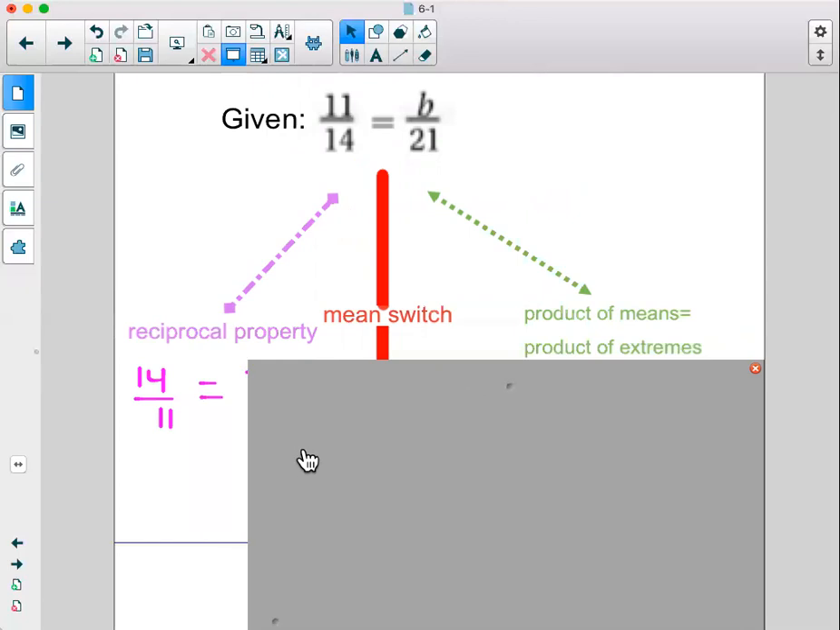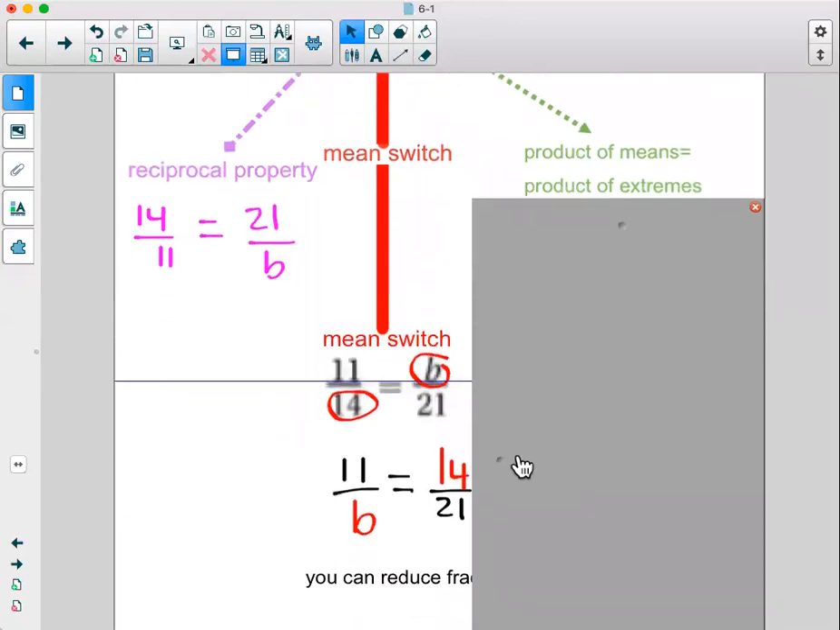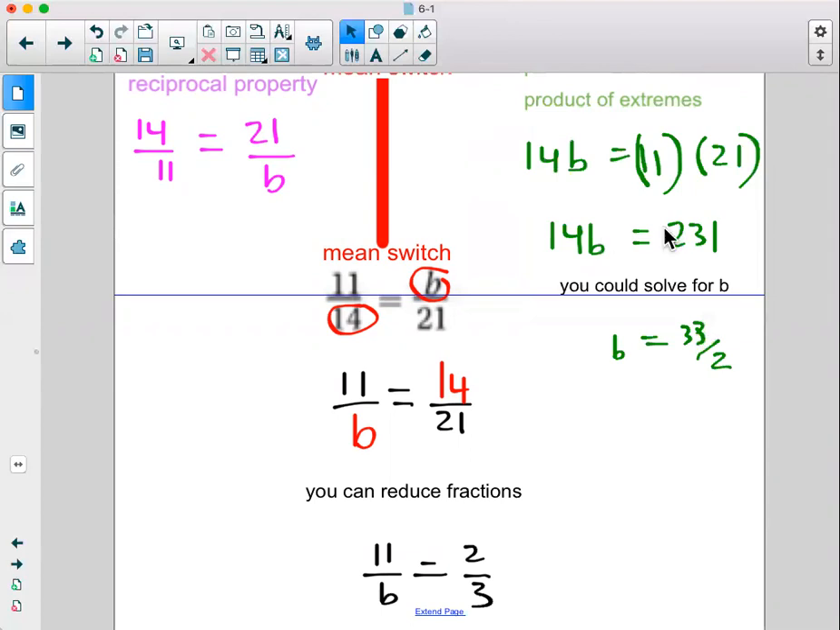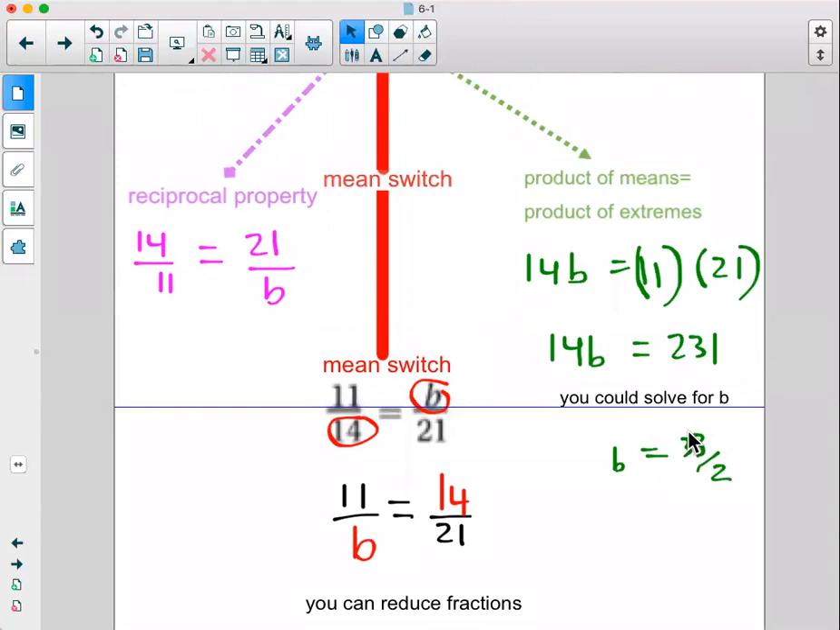Reciprocal, flip everybody upside down. Mean switch, figure out who your means are, and then switch them. And reduce when you can. And product of the means equals product of the extremes. And you can solve for b if you'd like.